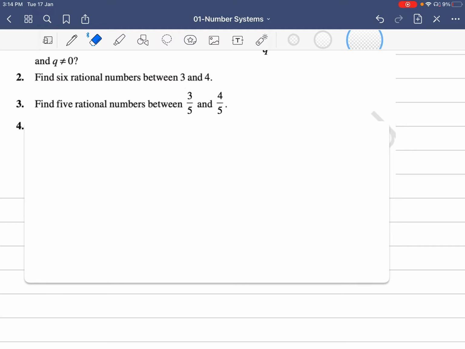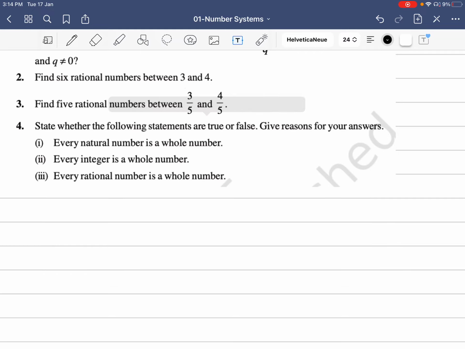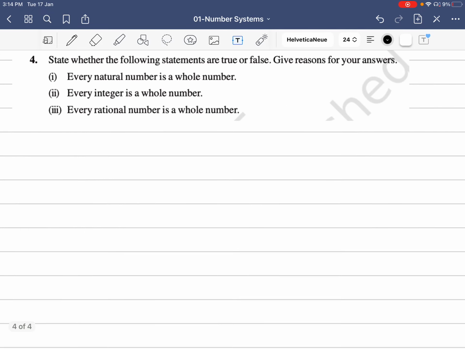Now the final problem is problem number 4. Let's see what the problem is. So let's read the statement. State whether the following statements are true or false. Give reasons for your answers. So we are given 3 statements and we have to decide if they are true or false. Let's first focus on statement number 1.